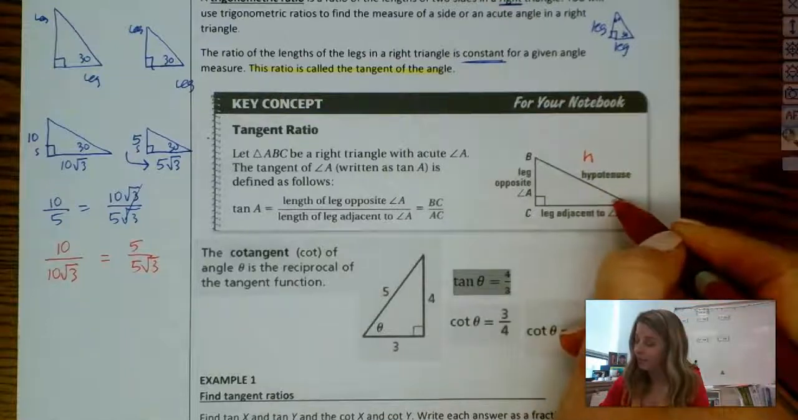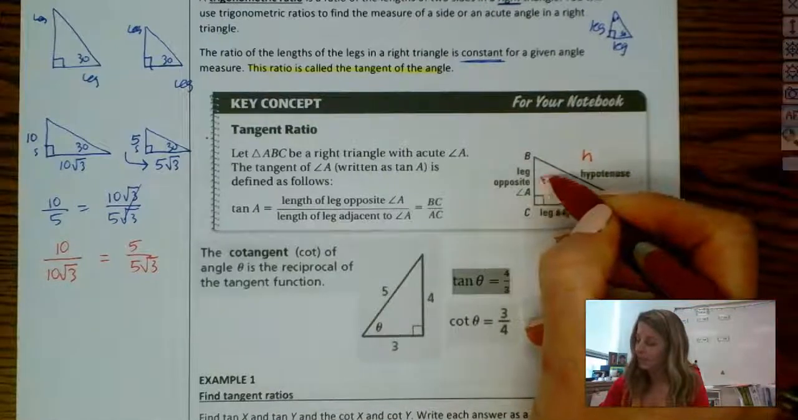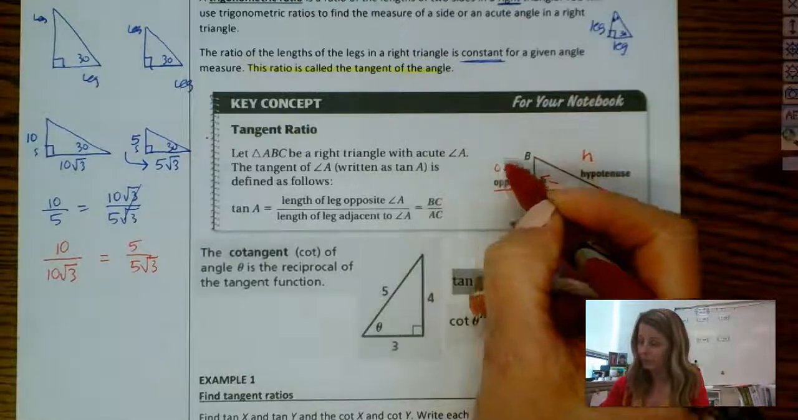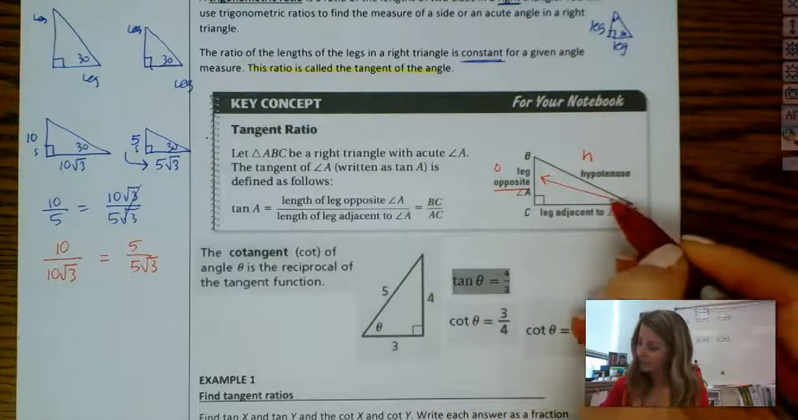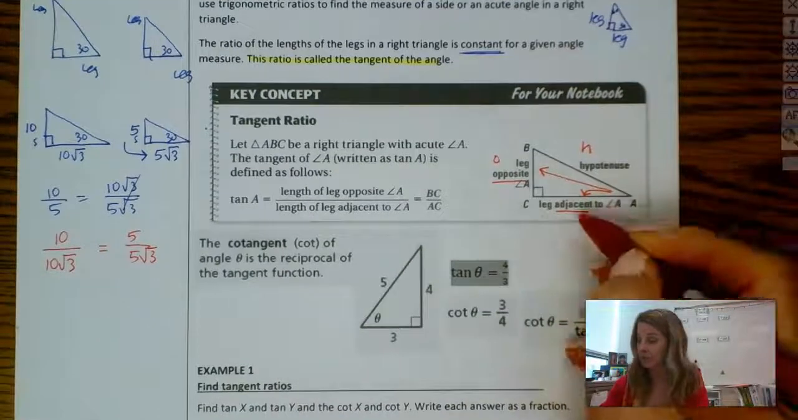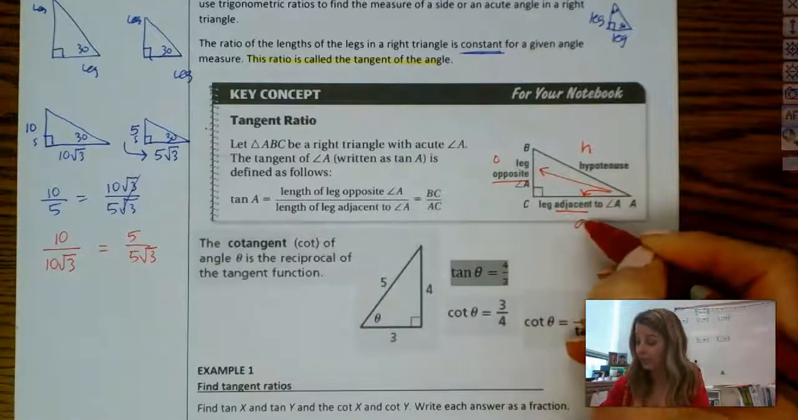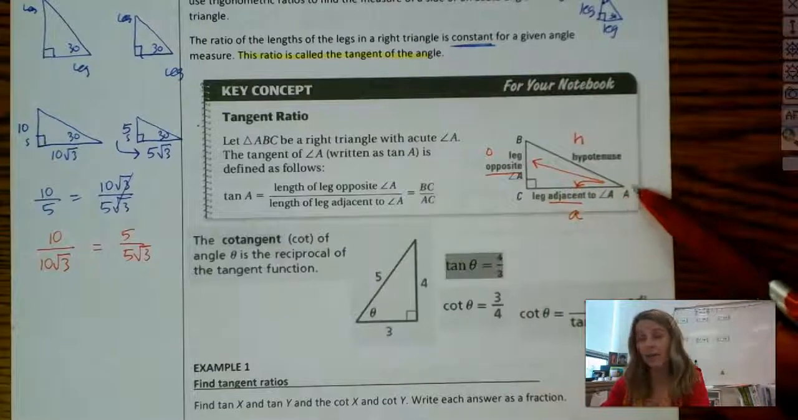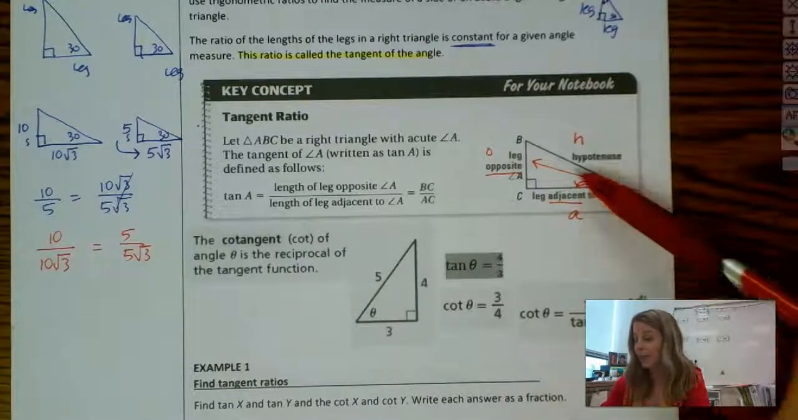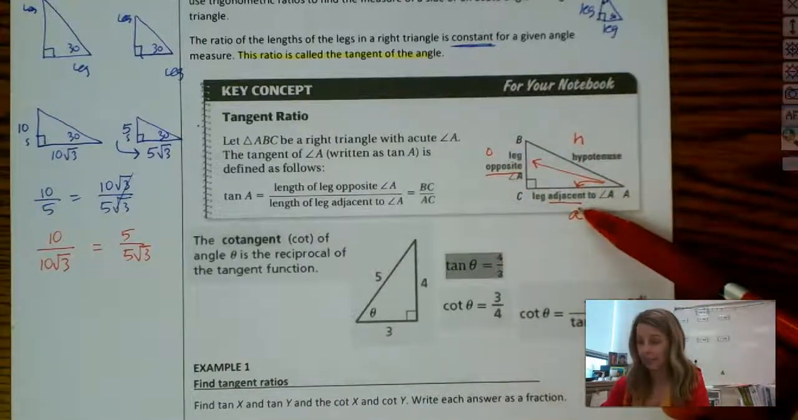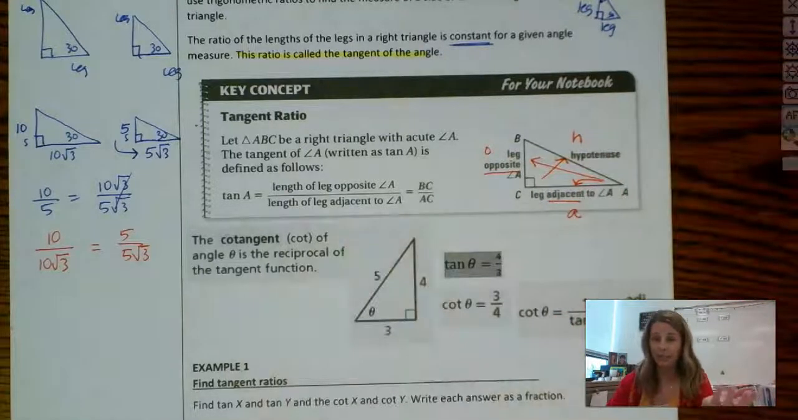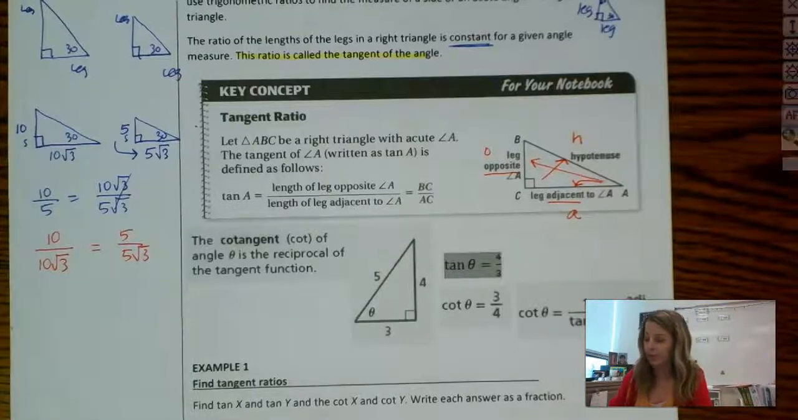From angle A, though, this leg I'm pointing to is the opposite leg, so I often just call that O for opposite. This leg right next to angle A is adjacent to angle A, so we would call that the adjacent leg, or A. So from an angle, I'm always going to have an opposite leg and an adjacent leg. Of course, the hypotenuse is always opposite the 90, so it's never going to be an adjacent side. It's always just the hypotenuse.